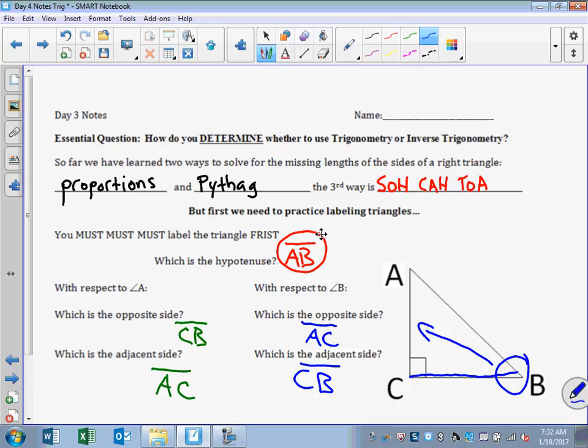Now you go ahead and do the next two problems below. It's actually asking you to do the same thing. There are two angles in each example. So go ahead and complete that, and I'm going to move on to the next slide.